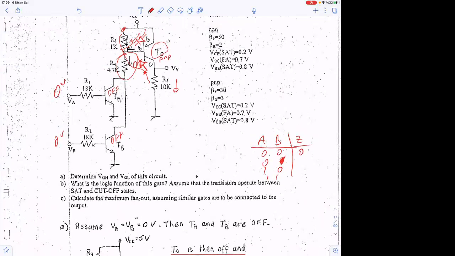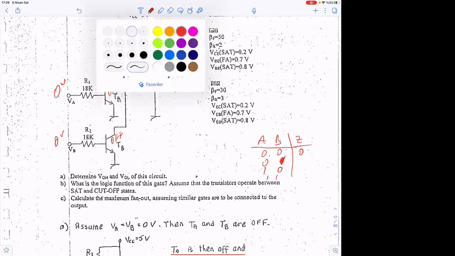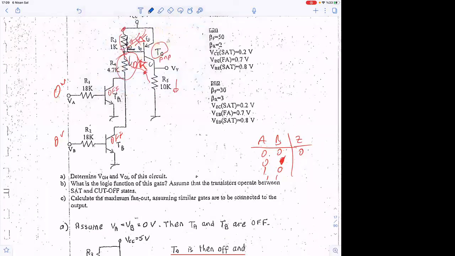So if any one of them is high, what happens? Let's change the color and go to blue. And let's say that this one is high, 5 volts. This one is 0 volts. What is the state of TB?